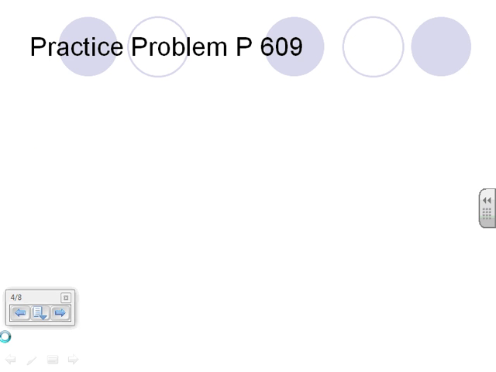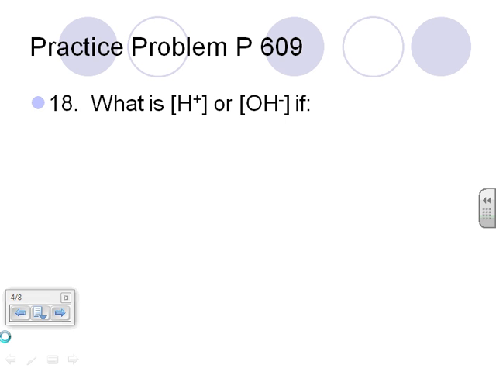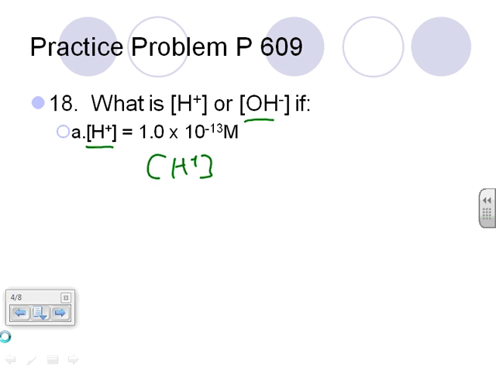Let's take a look at some practice problems. We know that the concentration of H+ times the concentration of OH- is equal to 1 times 10 to the minus 14th. So if we're given a problem like this, where we're given the concentration of H+, we need to figure out what the concentration of OH- is. We can just use that formula. Concentration of H+ times the concentration of OH- is equal to 1.0 times 10 to the minus 14th.